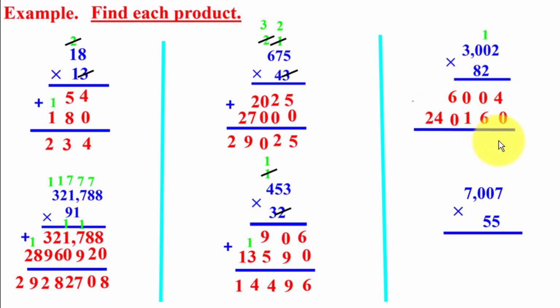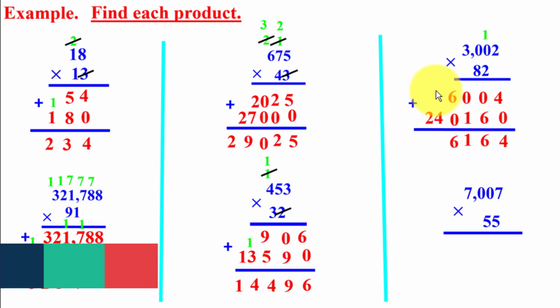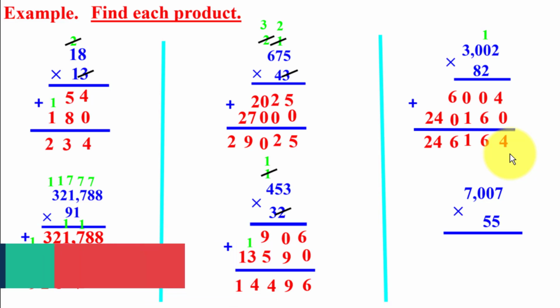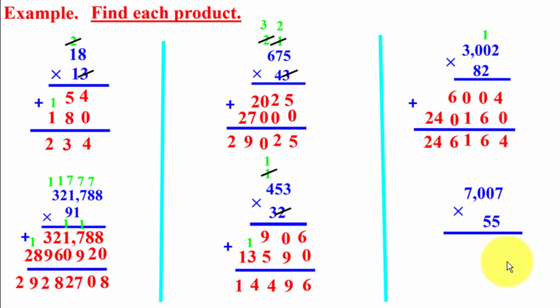Write a line and add the two partial products. 4 plus 0 equals 4. 0 plus 6 equals 6. Bring down 1, bring down 6. We will bring down 2 and 4. So the product here will be 246,164.